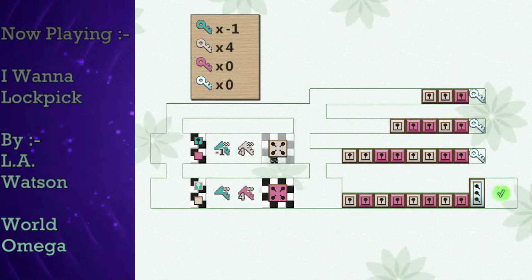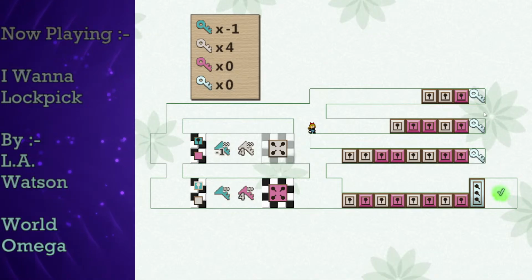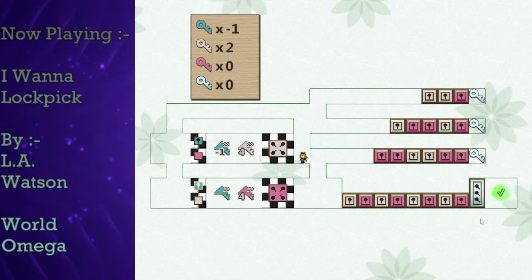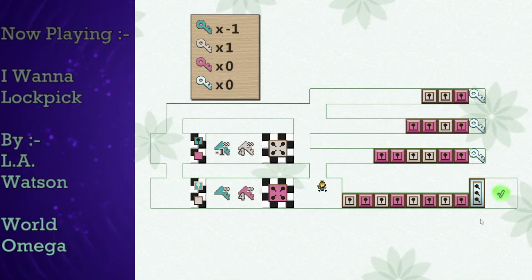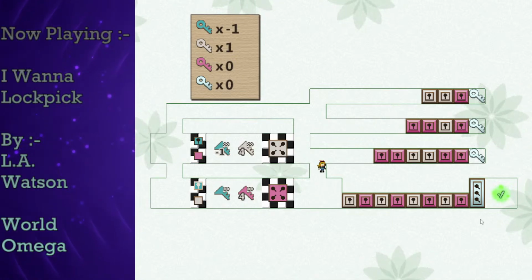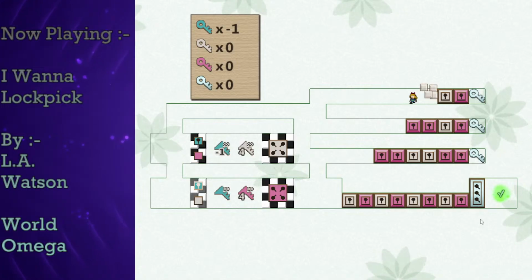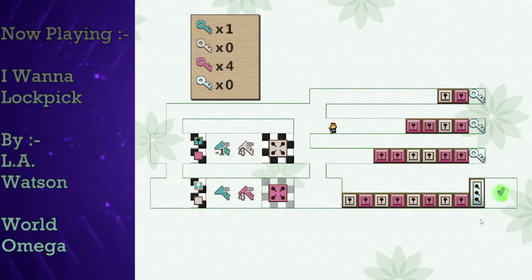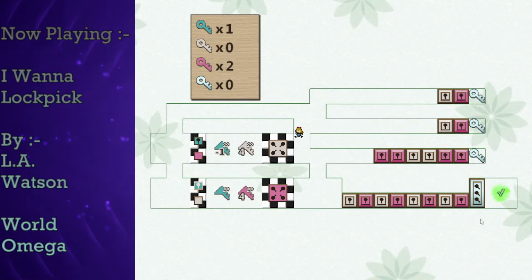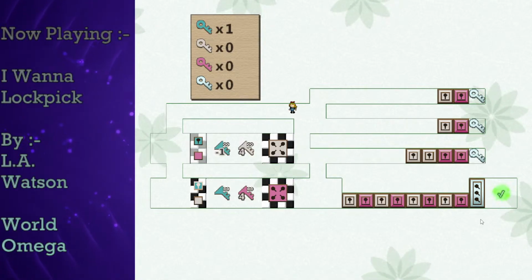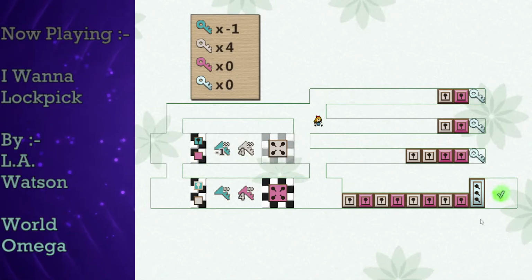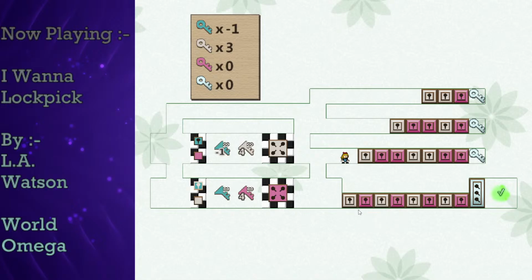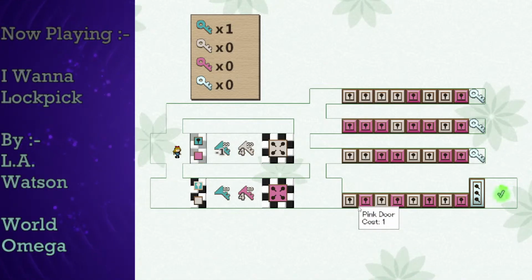No, no. I need to expose at least 4 pink doors. So these, right? This one, and this one. Right. Now we expose at least 4. 1, 2, 3, 4. Oh. Alternator. Now. Ah, I really should have done these. Hold on, what am I even doing?